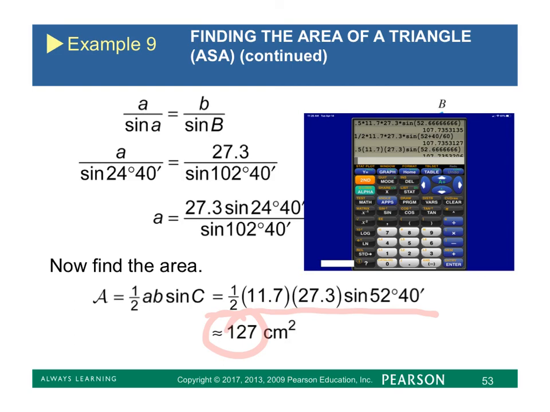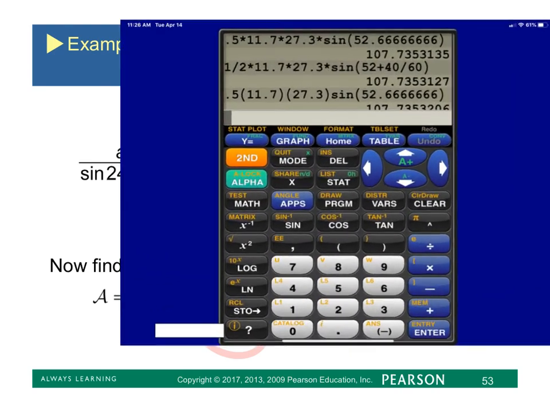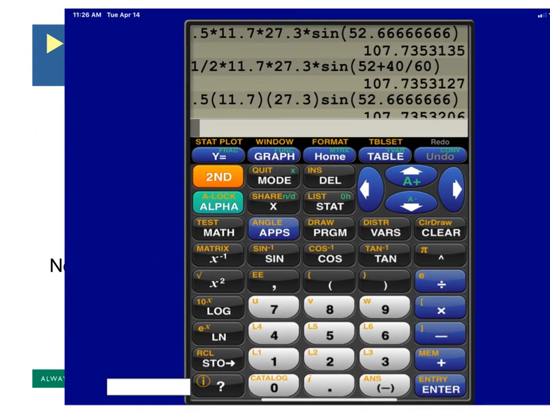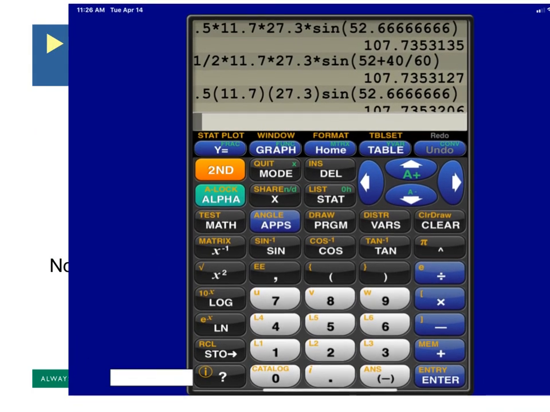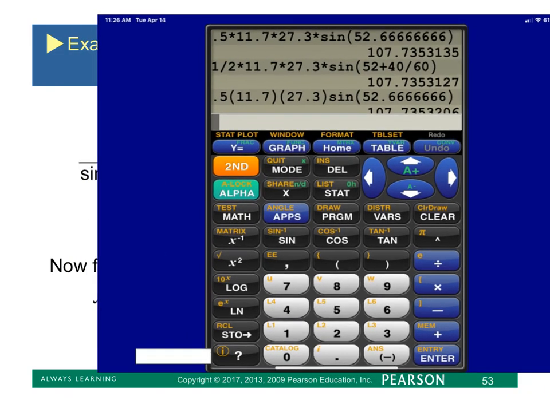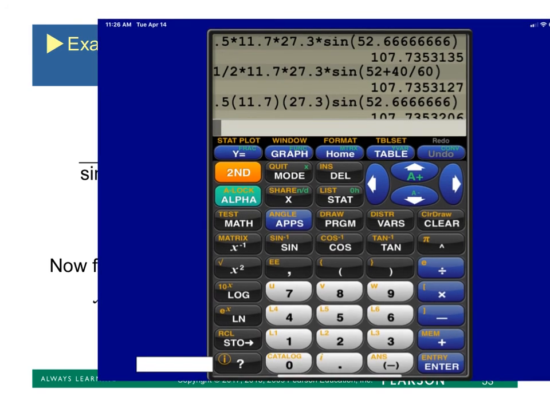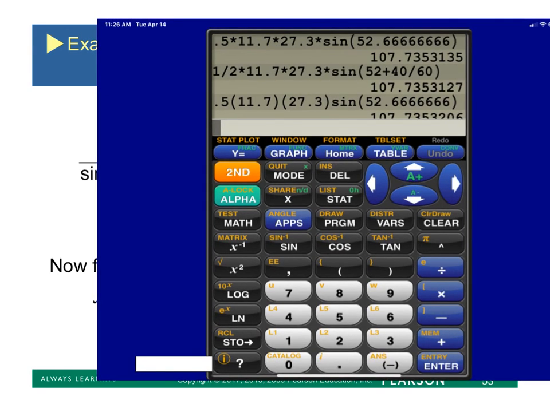Okay, I pasted my calculator screen. Make sure I'm keying it in right. 1/2, 11.7 times 27.3. 1/2, that's 0.5. I even did it with a 1/2 times 11.7 times 27.3, sine of 52 and 40 minutes. That's it right here. I did it with the 40 out of 60. I did it with 0.666s. And each time I got the same answer, 107.735.